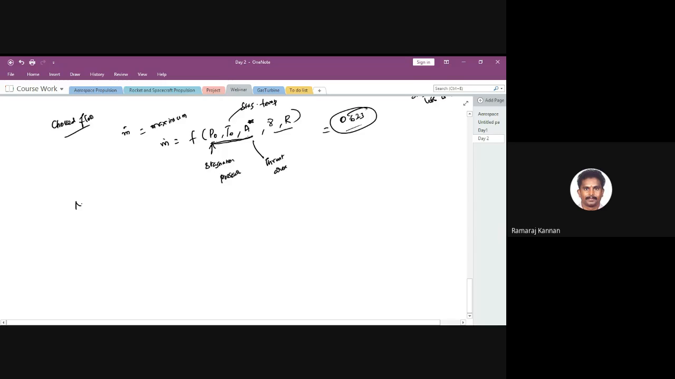The other thing to keep in mind is your M star. M star is the velocity of the body divided by the critical velocity of sound. The advantage of that is that M star is what we call the characteristic Mach number.